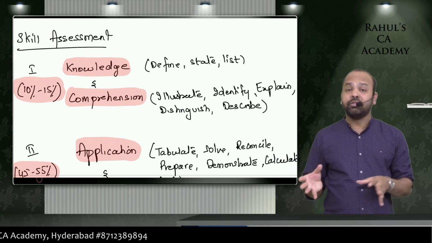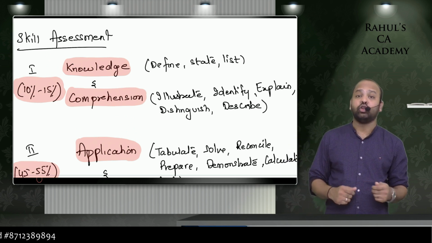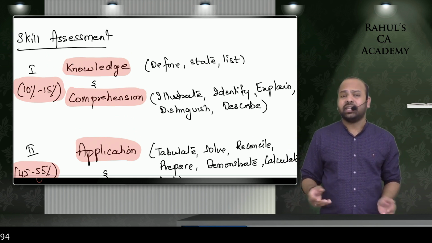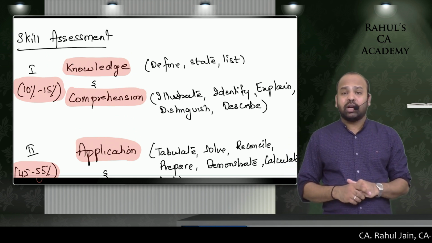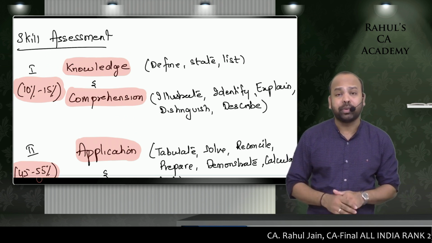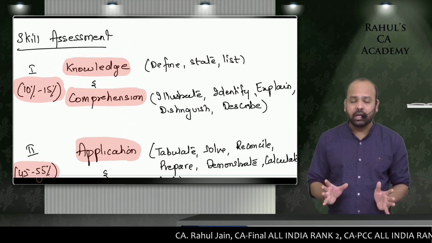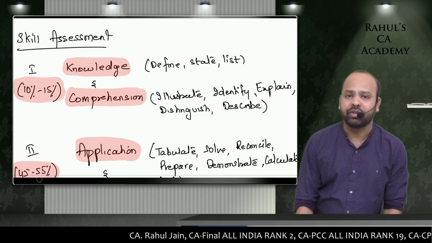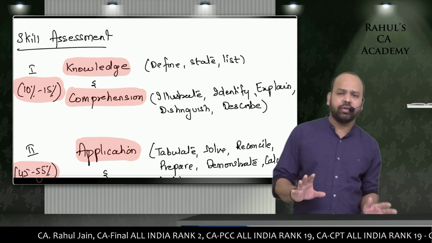Will you be able to differentiate between different concepts? Will you be able to give examples? Will you be able to list down the prerequisites, advantages, disadvantages? All of that comes under knowledge and comprehension. Now the institute places only a 10 to 15% weightage on knowledge and comprehension, which means this can be the purely theory part, but this will not fetch more than 10 to 15 marks in the examination.